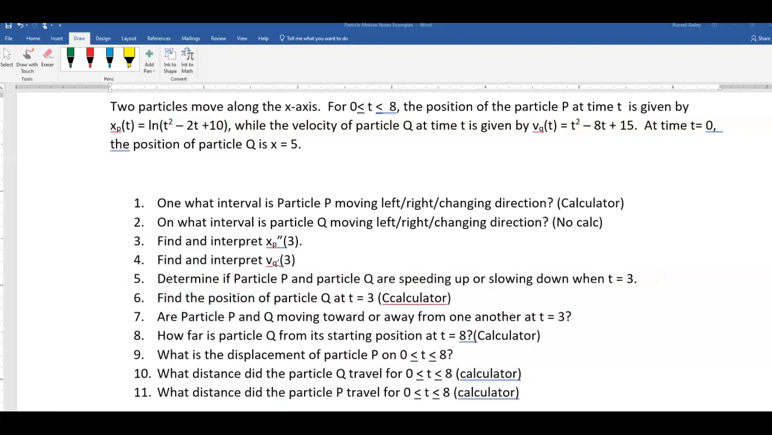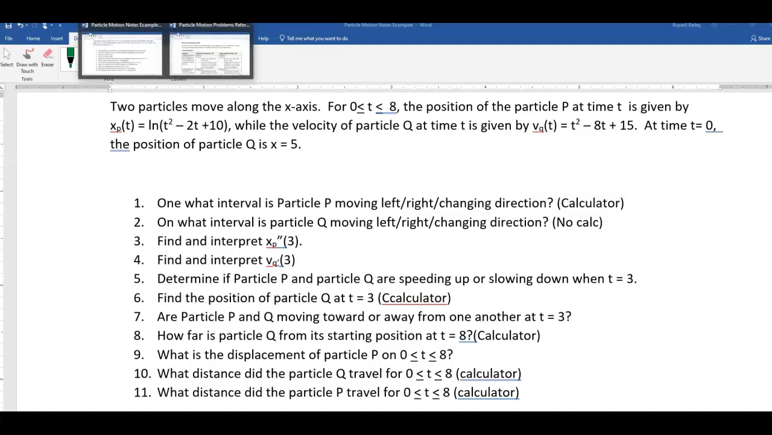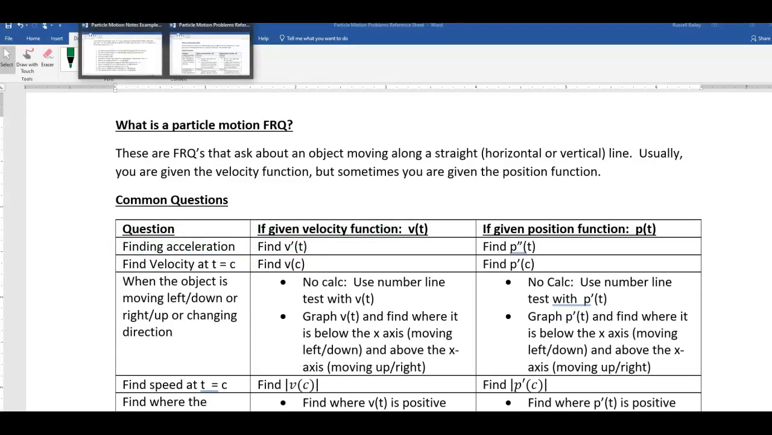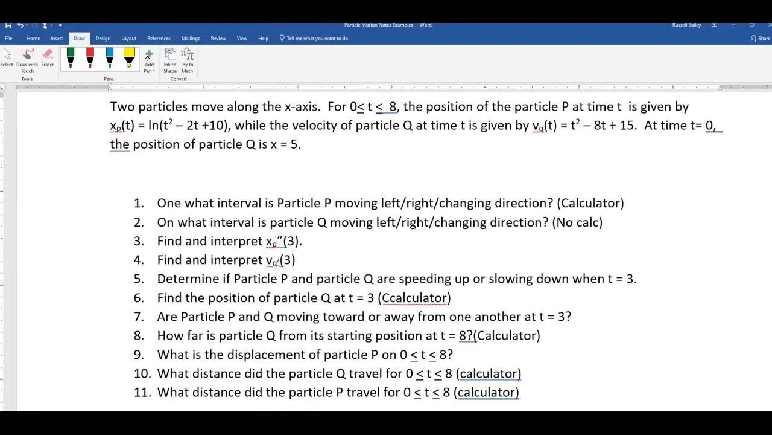Let's go ahead and do the next one here. This one says, find and interpret v prime of 3. All right, so back to our reference sheet. This is v prime of q, right? We're using the q function, and that one is a velocity function, so we're here. And v prime is also acceleration, all right? So it's the same question, just worded a little bit differently because we're working with a different kind of function.